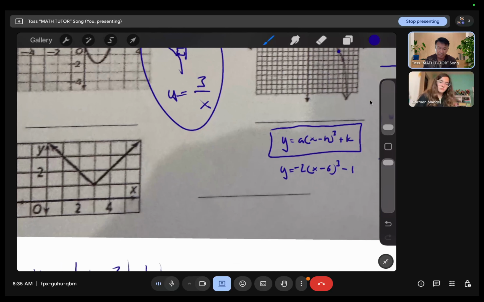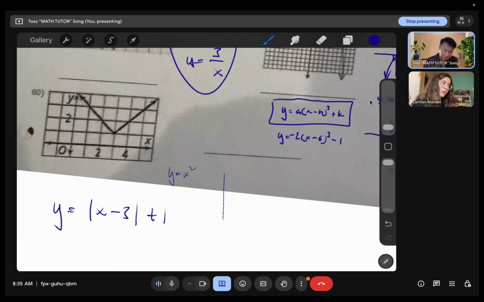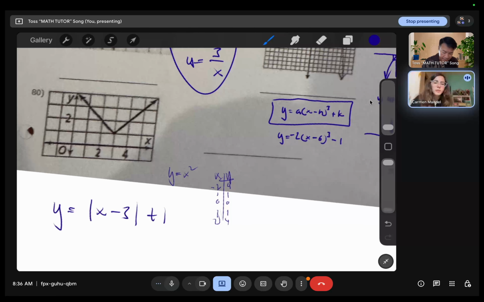For the parabola, y equals x squared, I think you're okay, right? The parent function. Just make them as simple as possible: negative 2, negative 1, 0, 1, 2. And then just plug in, it'll be 4 here, 1 here, 0, and then 1 again, and then 4 again. Is that the same with the absolute value one? Yes, it'll be the same.